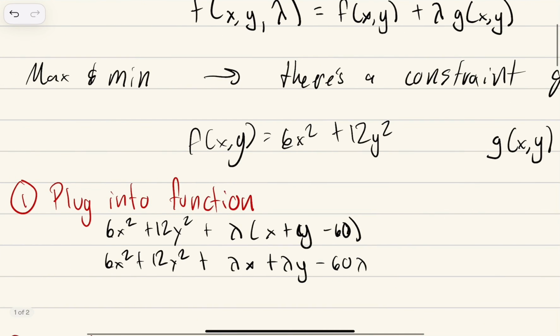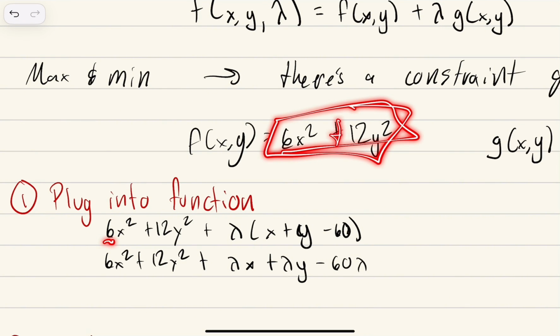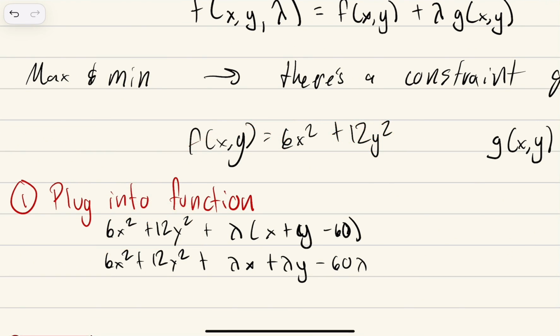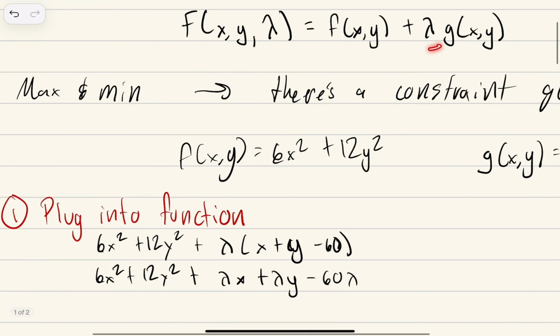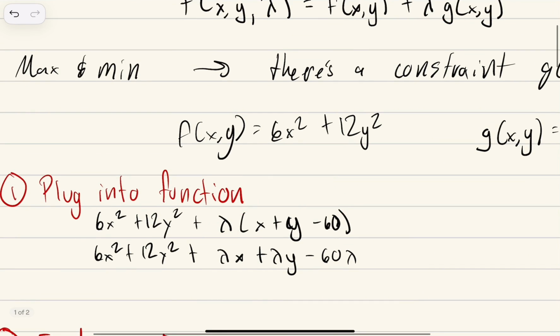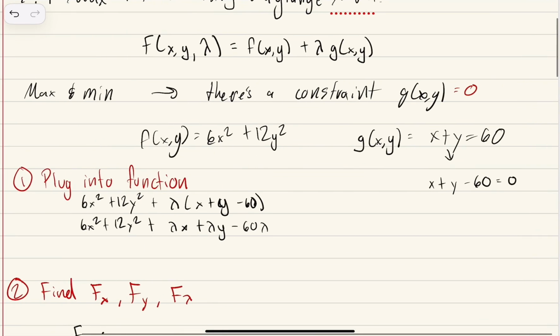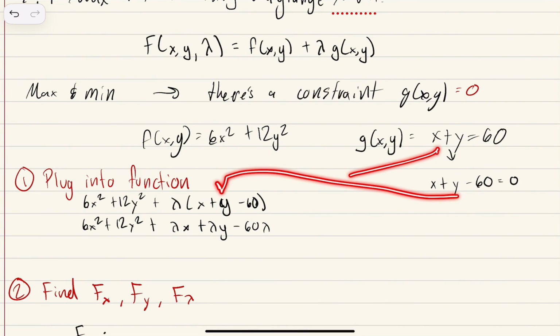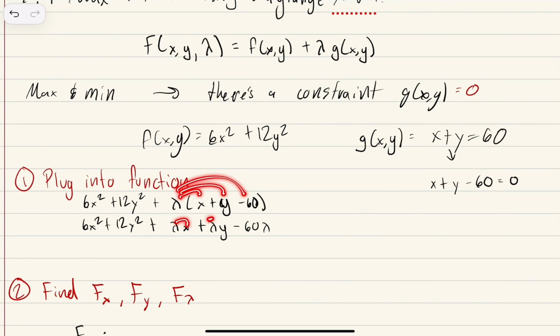And so we do plug it into our function. I already went ahead and got started here. So we take our function, which is 6x squared plus 12y squared, and plug it directly into here. And then we're going to have lambda times g of x, y. We see how we dragged this into right here. And so now we do have to distribute it.